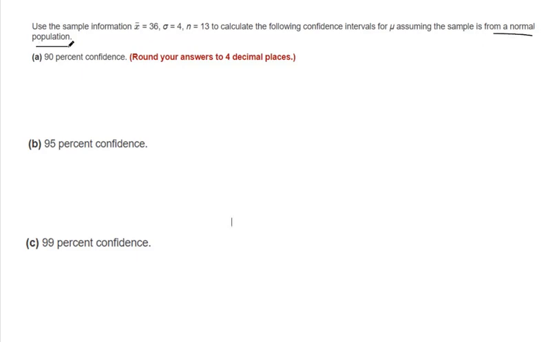If we're assuming we're from a normal population, we can use a z-score to calculate confidence intervals. So a confidence interval is found by taking either the sample or the population mean, then adding or subtracting the z-score times the standard deviation over the square root of n. So they gave us the mean. You can just plug that in right there. I'll show you what to do with the plus or minus symbol.